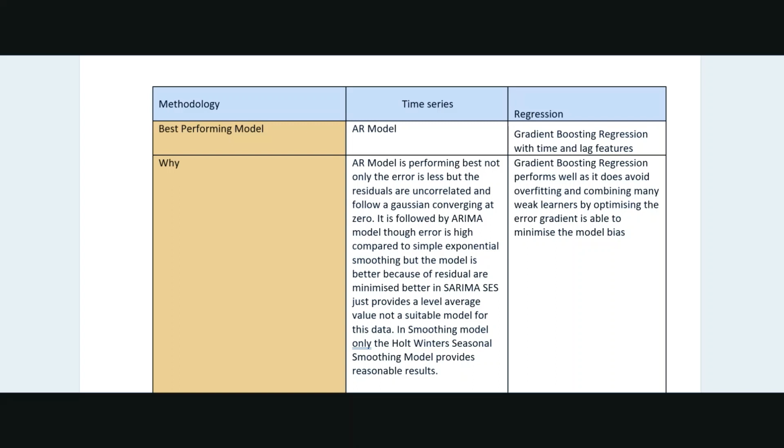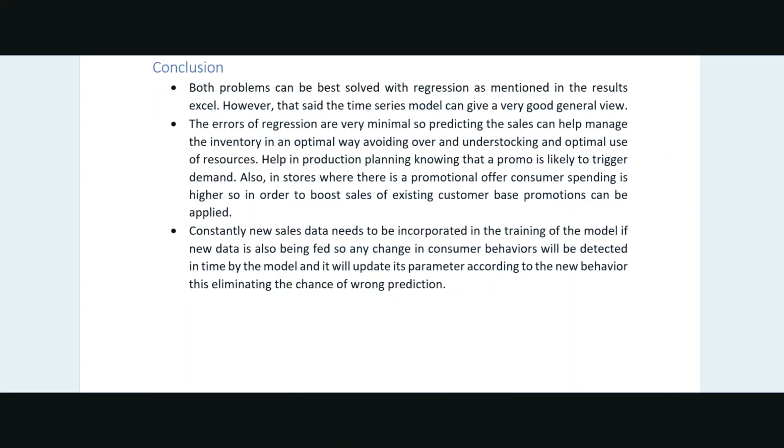Regression in general provides better results than time series. In the regression model, gradient boosting regression with time and lag features gives us the best result. Gradient boosting regression performs well, as we know, as it avoids overfitting by combining many weak learners. By optimizing the error gradient, it is able to optimize the model bias. To conclude, we can say that both problems can be best solved with a regression model, as mentioned in the results.